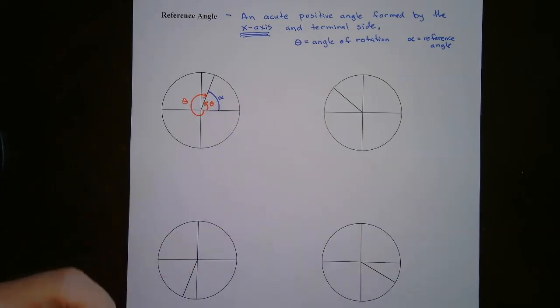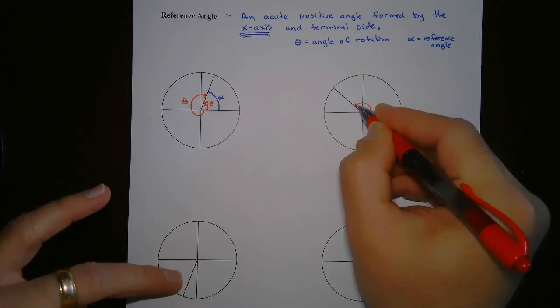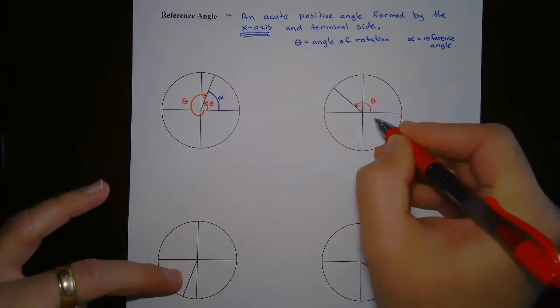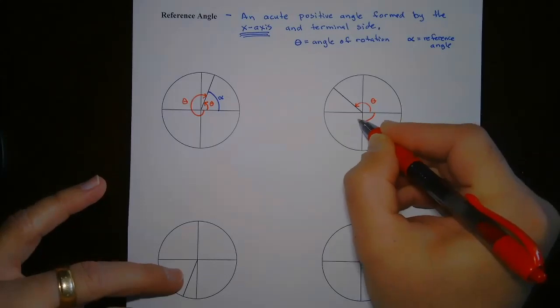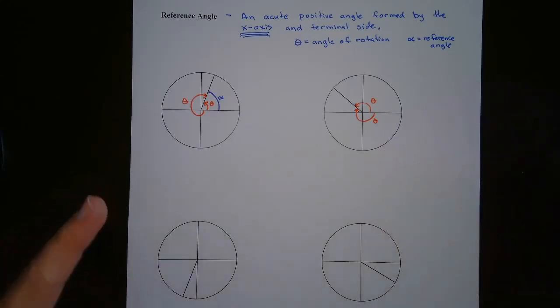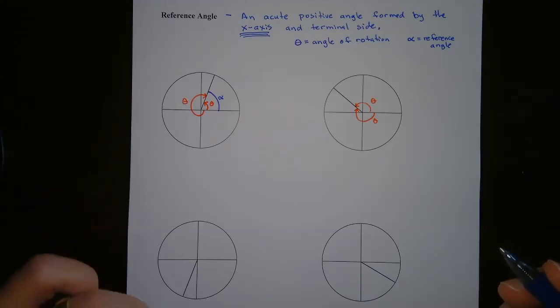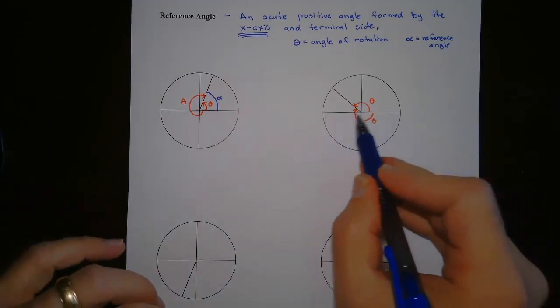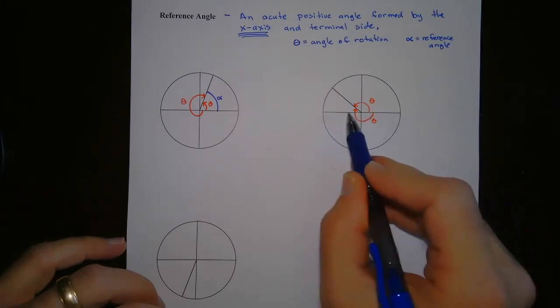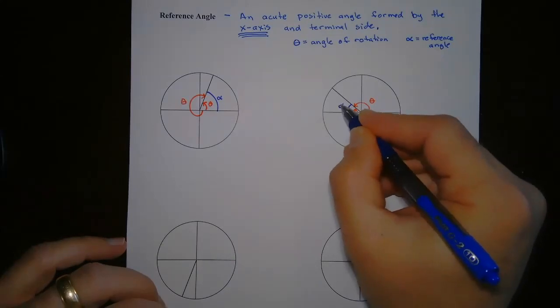Okay, so the next one. What if we rotate with a positive angle to this terminal side right here? That's my angle theta. Or I rotate with a negative angle this way, that's also my angle of rotation theta. So it could be either one. Where's my reference angle, this angle alpha? Well, angle alpha is made between the x-axis and the terminal side. The x-axis is right here, and the angle formed by this x-axis and the terminal side would be this one right here. So this would be your angle alpha.